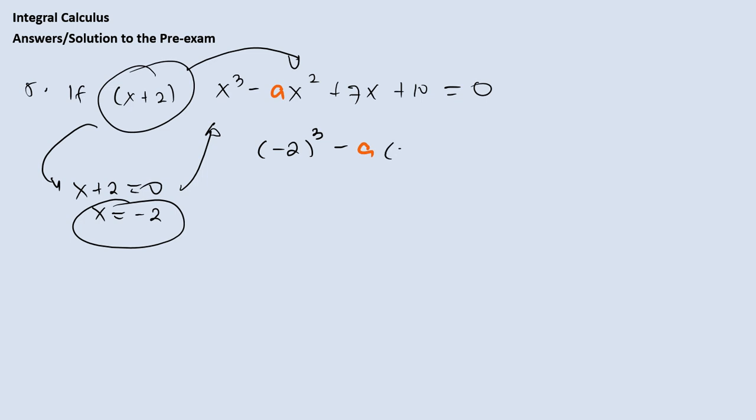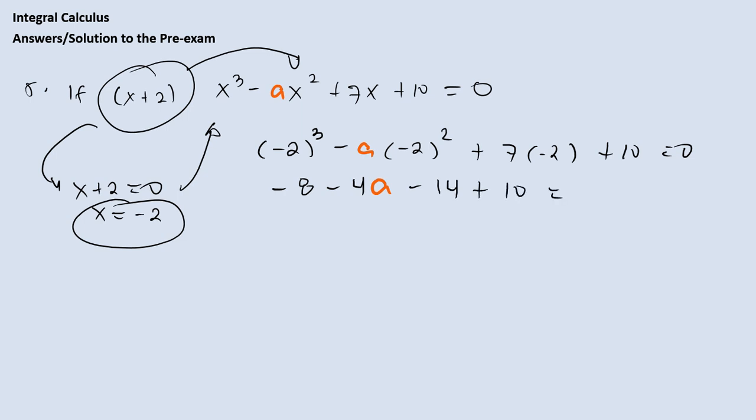And we have negative 2 squared plus 7, negative 2 plus 10. And this is supposed to be equal to 0. And we have negative 2 times 2. We have positive 4 times negative 2. We have negative 8. We have here positive 4. So we have negative 4a. Okay, negative 4a. And then we have negative 14. And we have plus 10.